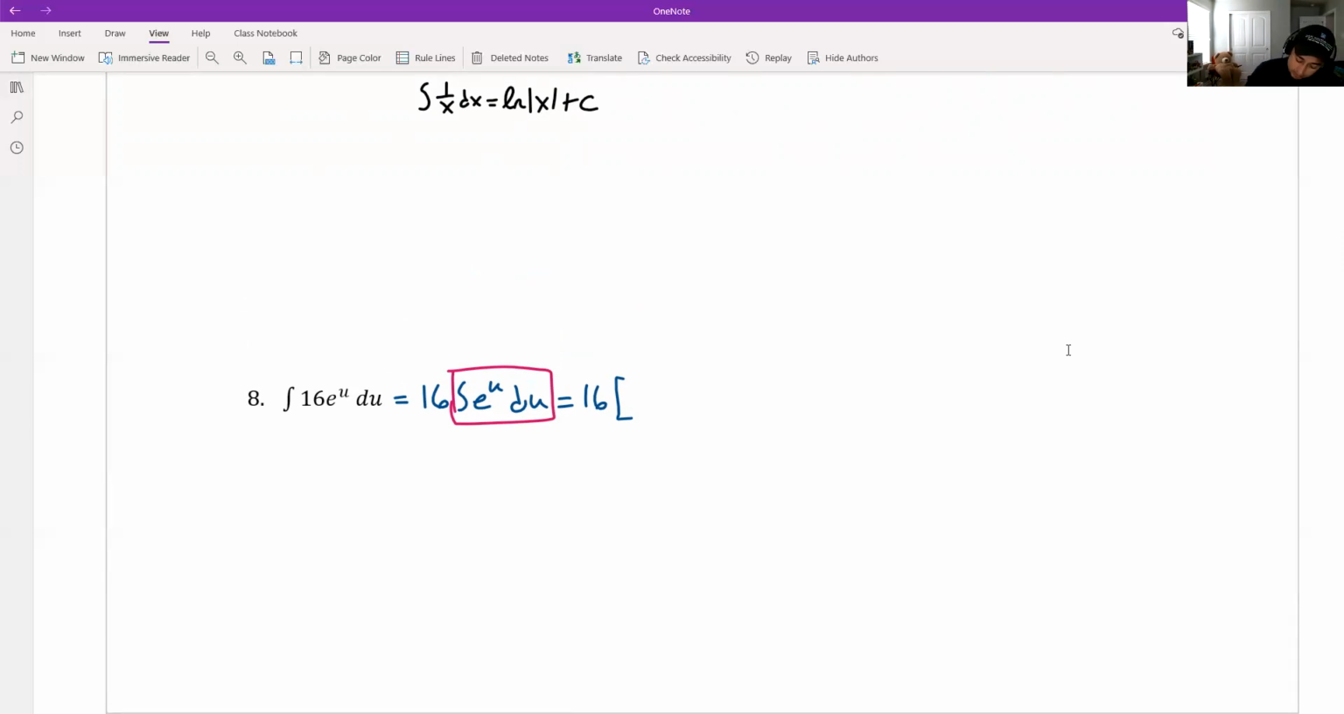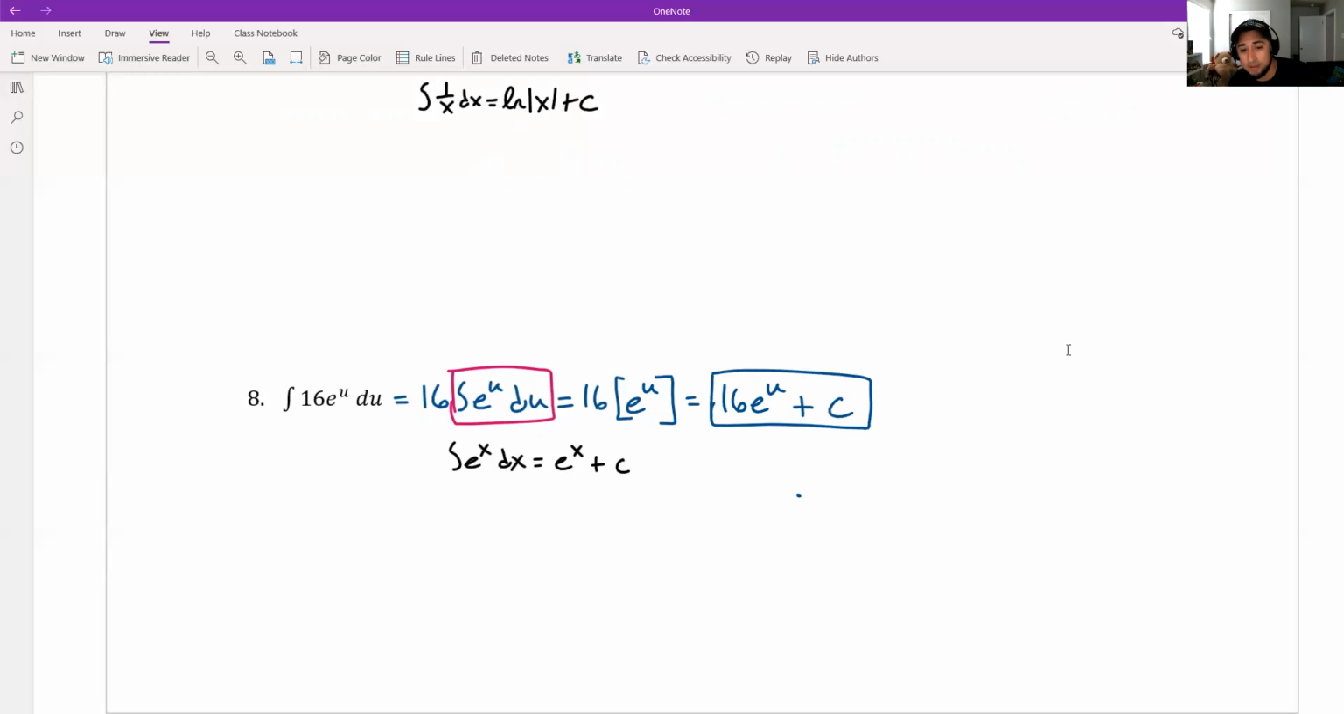So down here, there it is, 16. And we are using the integral of e to the x dx is e to the x plus c. So the integral of e to the u becomes e to the u. And multiply that. You get 16 e to the u plus that lovely value of c. And yes, c always goes in at the very, very end. Okay, there you go. Let's keep going.